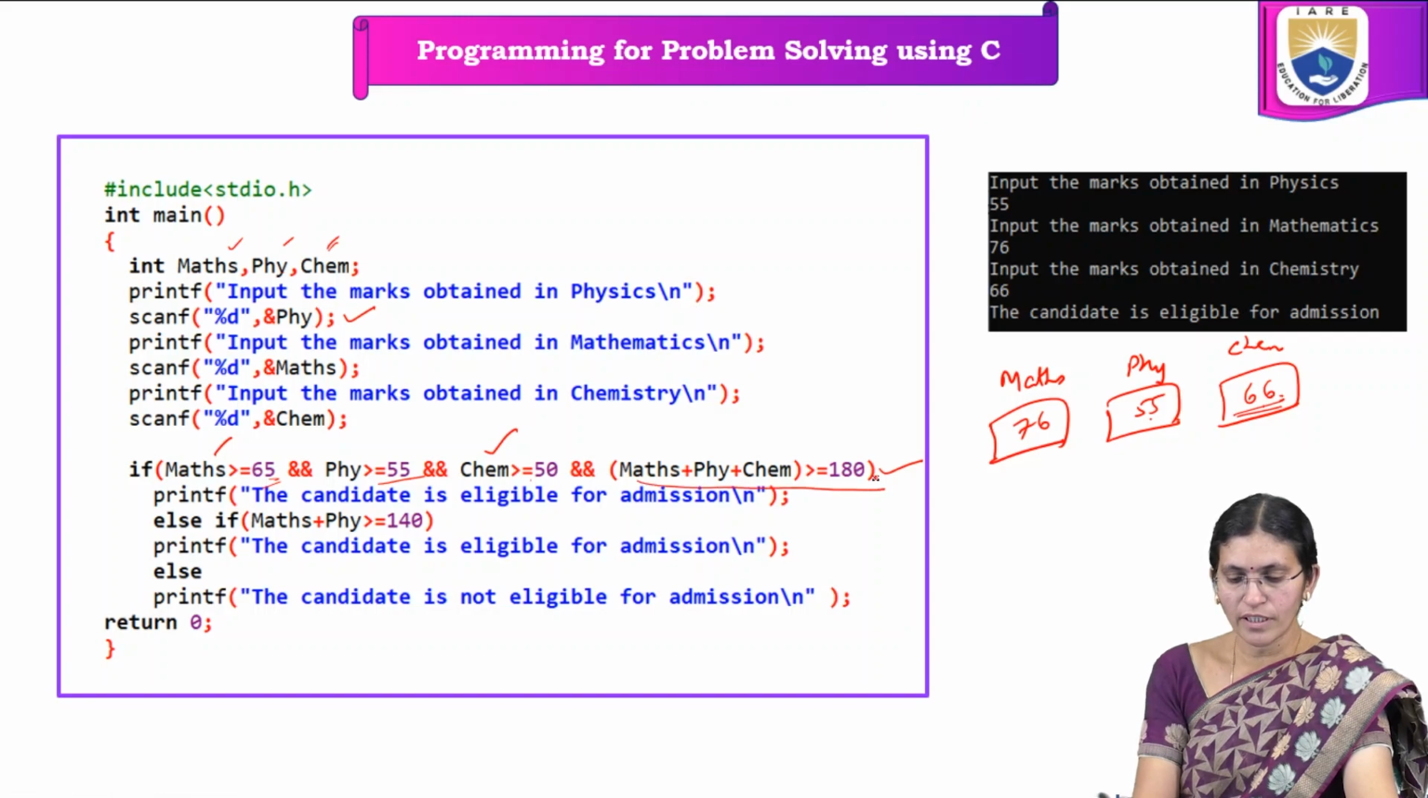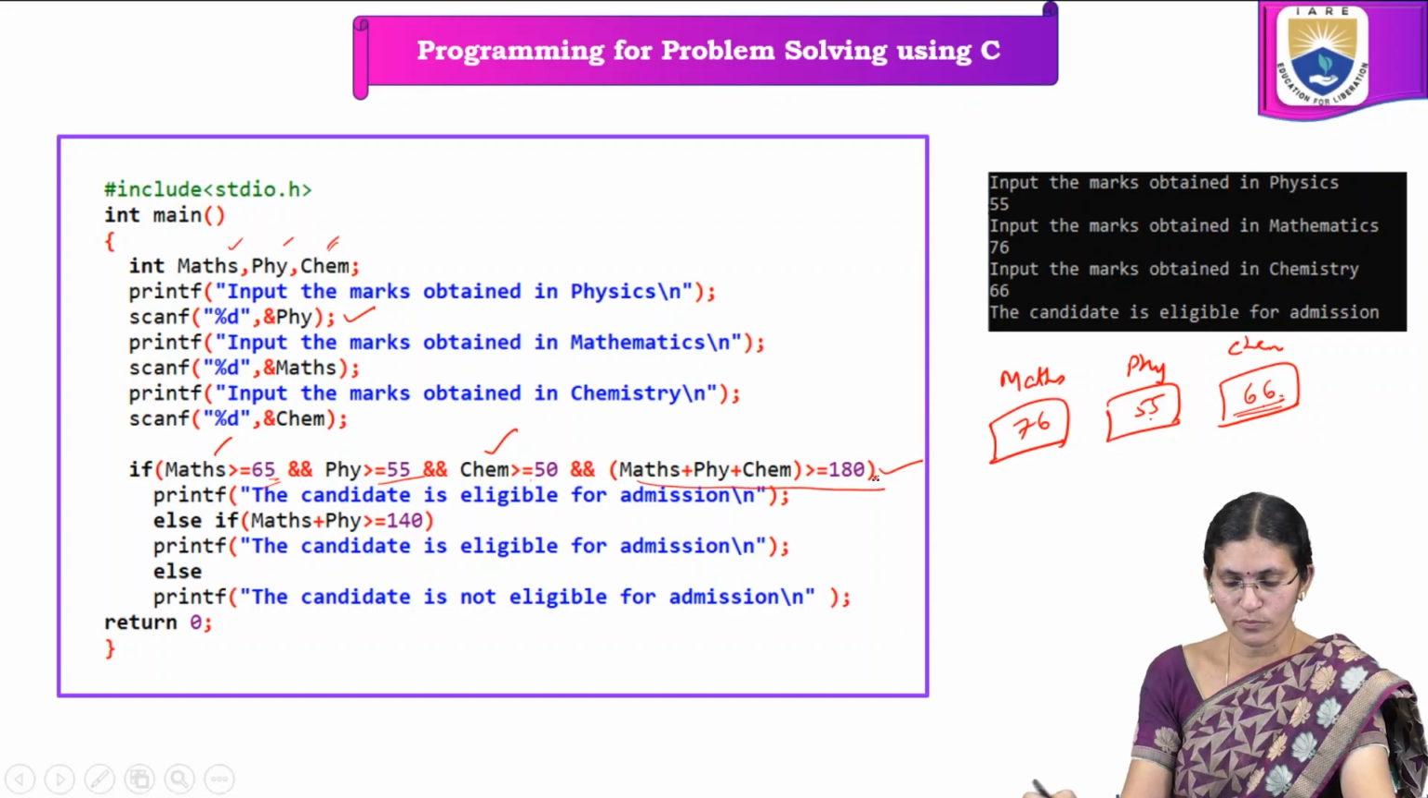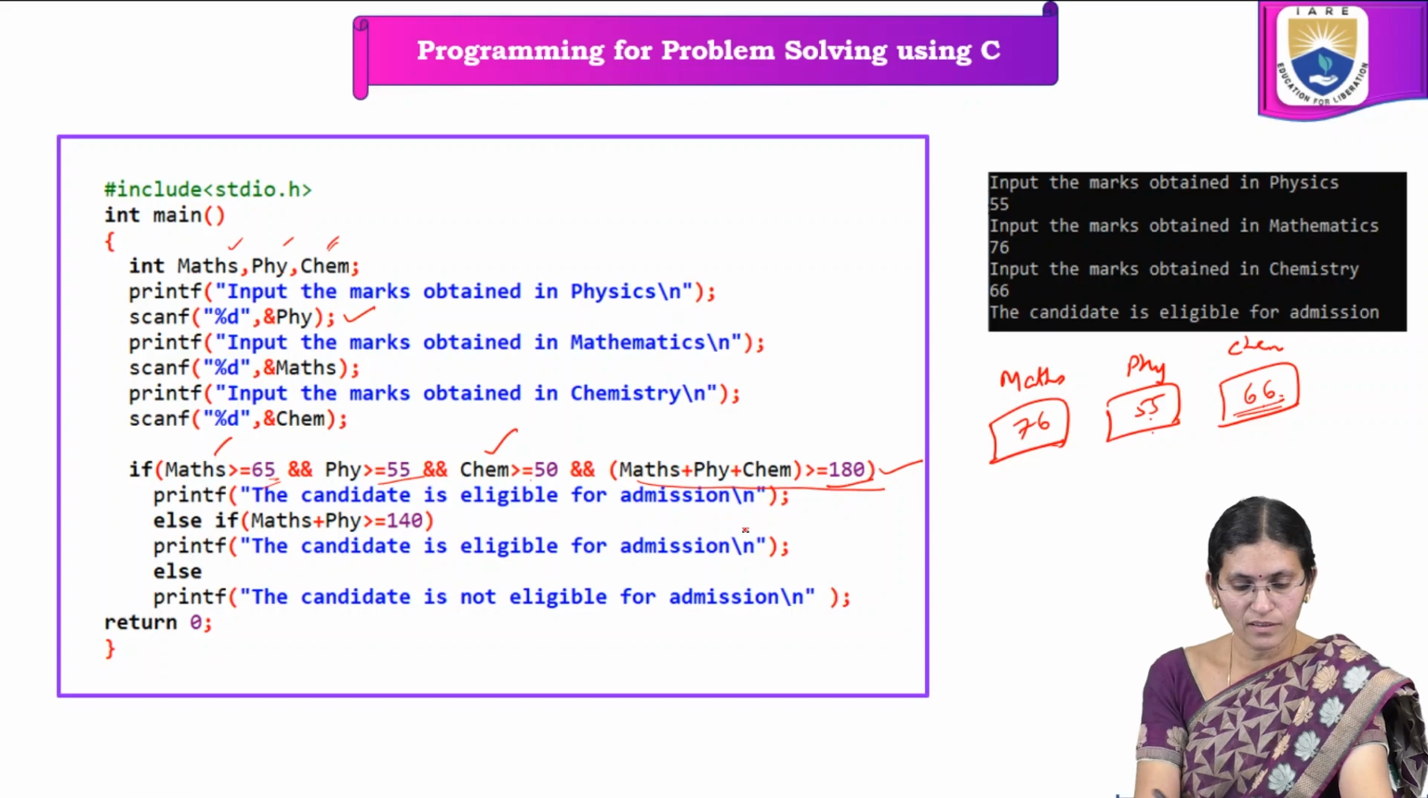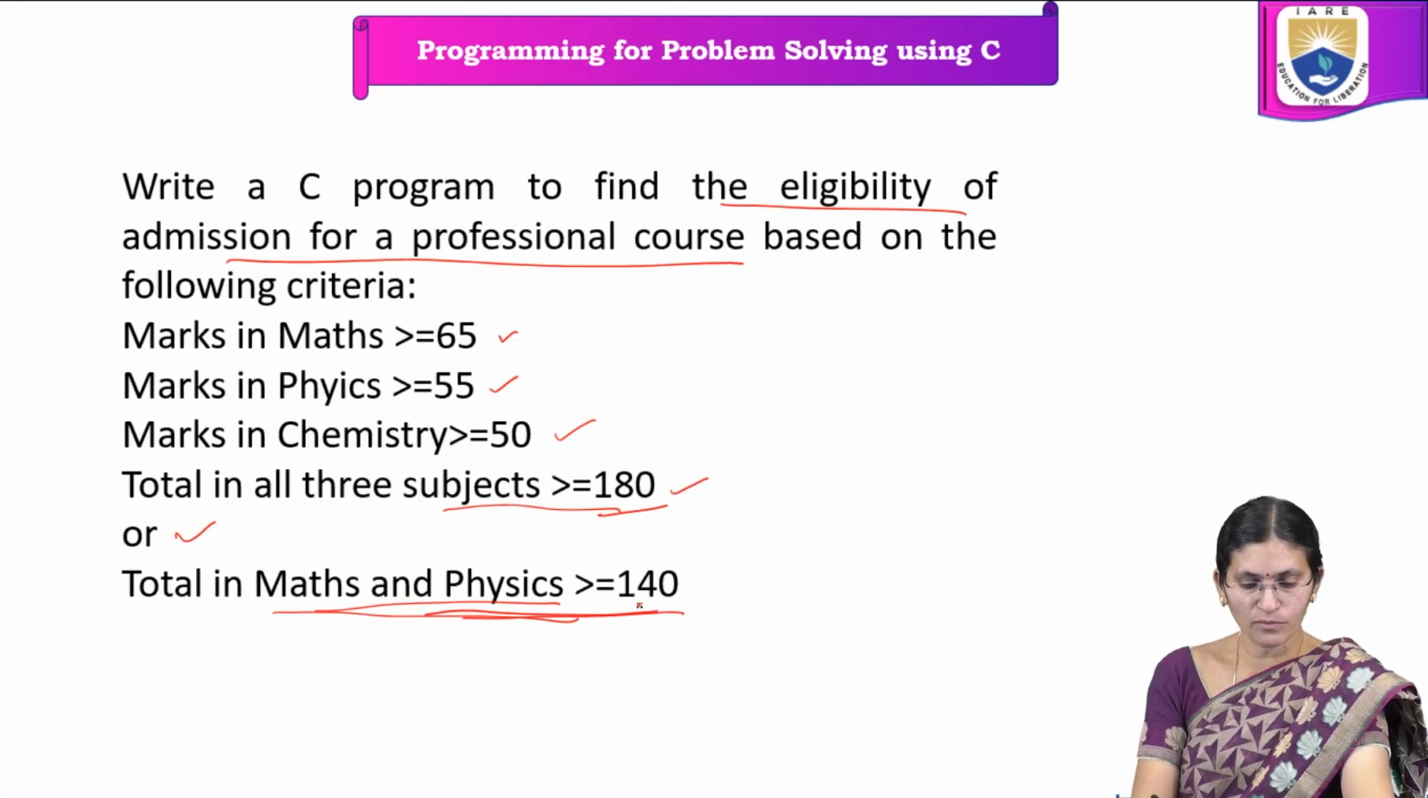And also, in addition to that, this condition is also to be checked. Maths plus physics plus chemistry should be greater than or equal to 180. So, if we add all these 3 marks and the total is greater than or equal to 180, then it will be printed that the person is eligible for admission. Else, it will check the other condition which is specified in the problem.